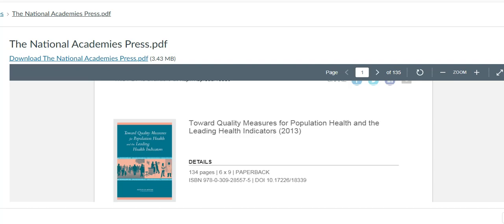Toward quality measures for population health and the leading health indicators, what this document does is it provides recommendations for how we can measure these indicators across sectors of the public health and healthcare system. So there's one thing to have a benchmark, and we talked about this when we think about our projects. And another thing is to realize how to measure, and that again is having a tool.